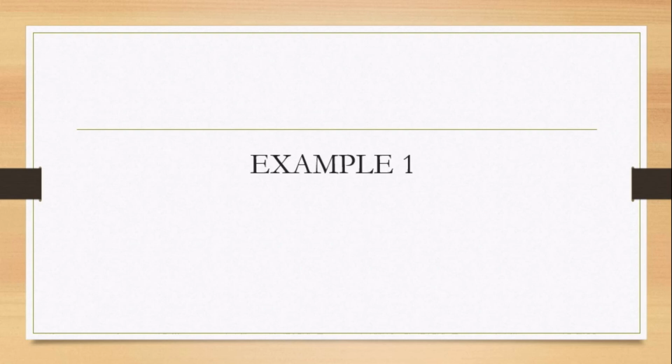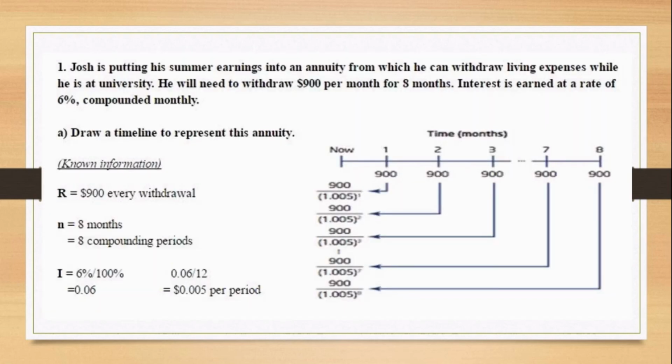Now let's take a look at some examples. In this scenario, we have Josh, who is putting his summer earnings into an annuity where he can withdraw living experiences when he's at university. He needs to withdraw $900 per month for 8 months, and interest is earned at a rate of 6% compounded monthly. So we can draw a timeline to represent this annuity, as shown over here.